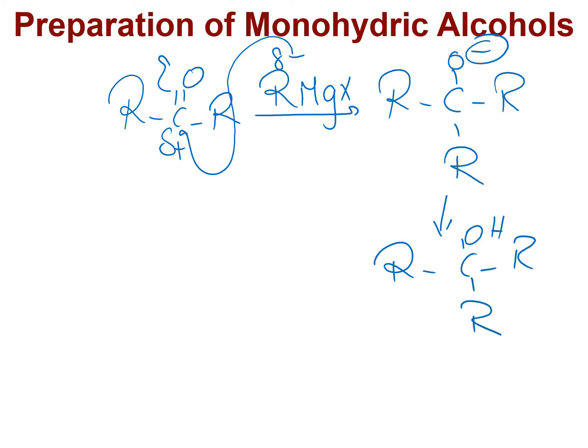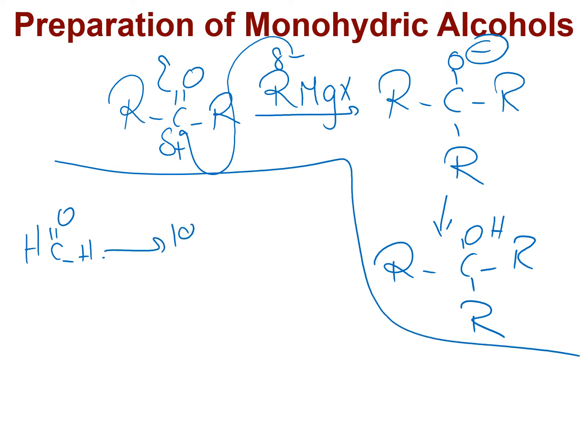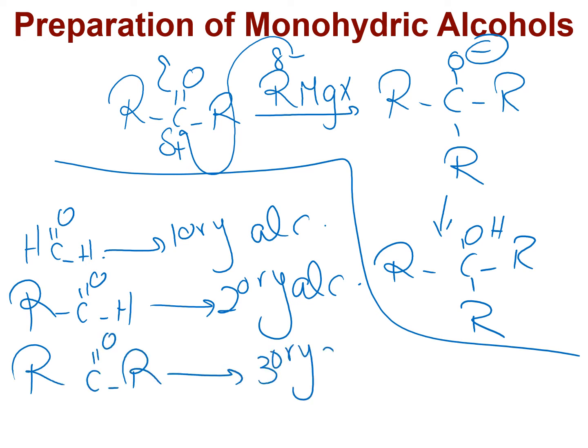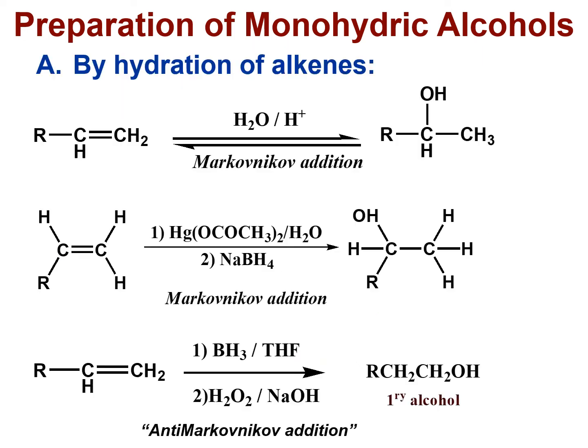So to summarize, formaldehyde when reacted with Grignard gives primary alcohol. Any other aldehyde when reacted with Grignard gives the secondary alcohol. Finally, any ketone when reacted with Grignard gives the tertiary alcohol.